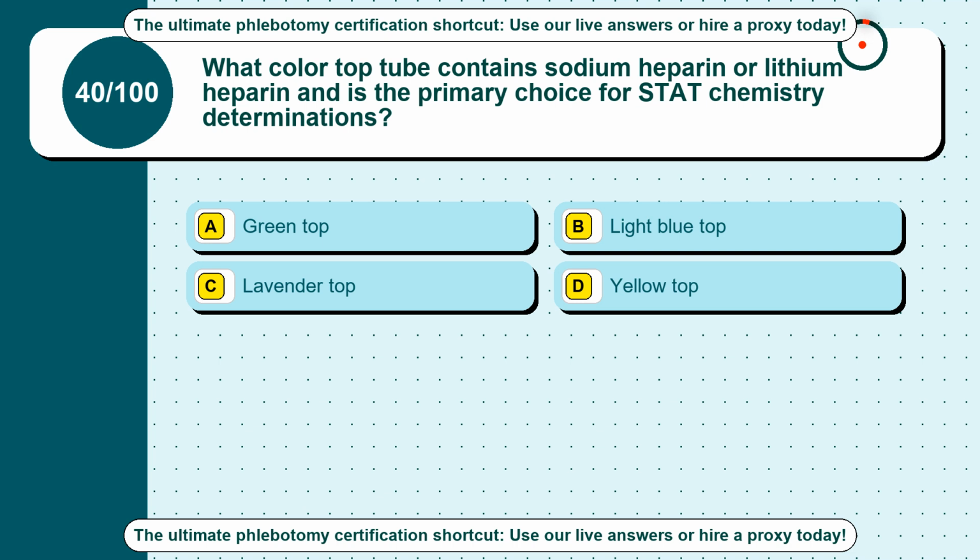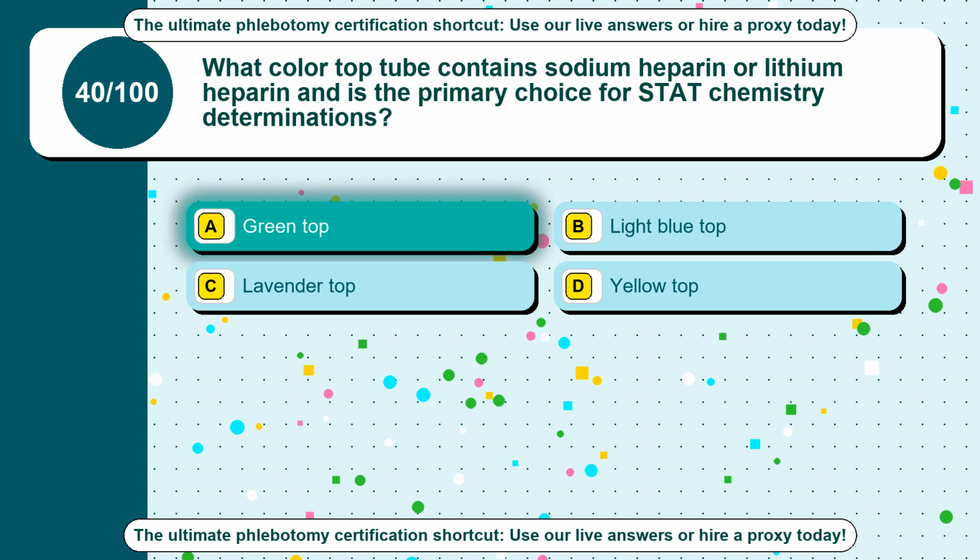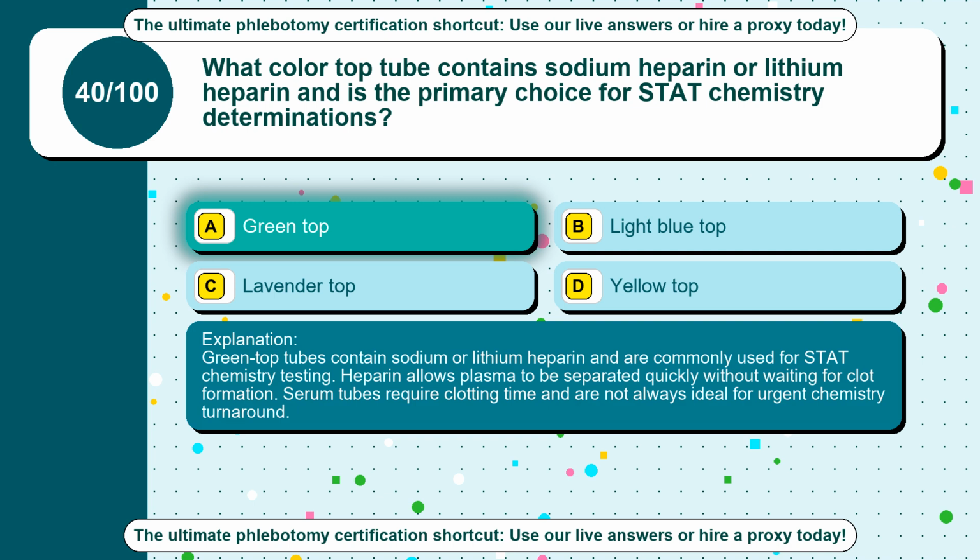Option D, yellow top. The correct answer is option A, green top. Green top tubes contain sodium or lithium heparin and are commonly used for stat chemistry testing. Heparin allows plasma to be separated quickly without waiting for clot formation. Serum tubes require clotting time and are not always ideal for urgent chemistry turnaround.